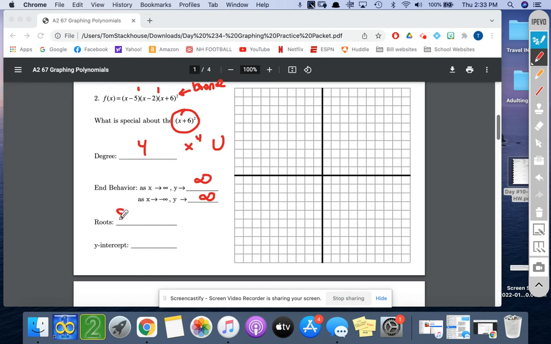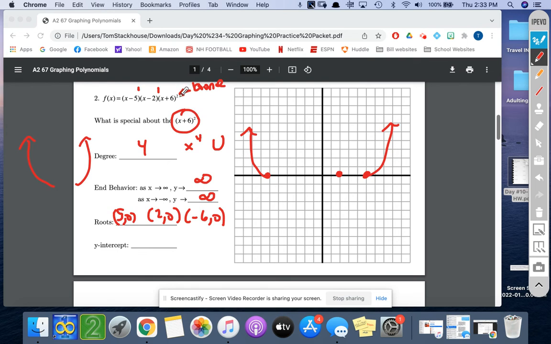So my roots are at 5, 0, at 2, 0, and at -6, 0. I like to think of it like a jigsaw puzzle: graph the edges and then fill in the middle. I know my edges are going to go up on the left and up on the right. So up and up. And now I have to figure out the behavior of each root.